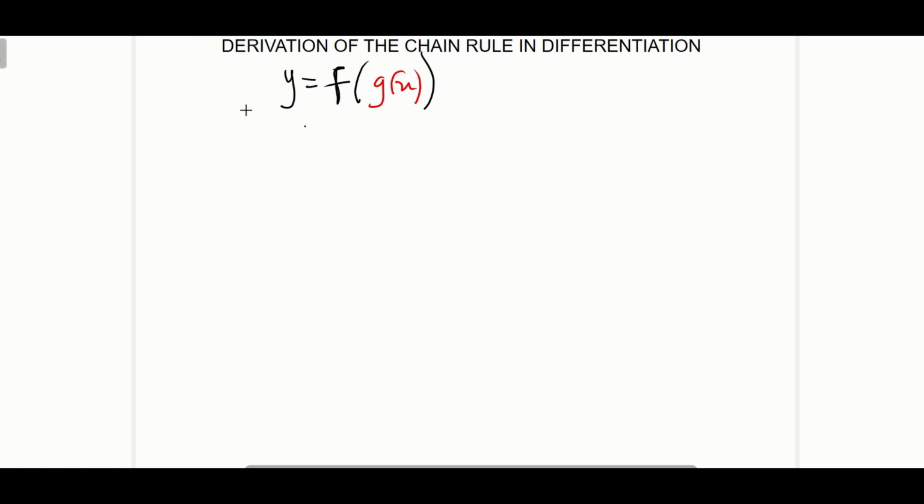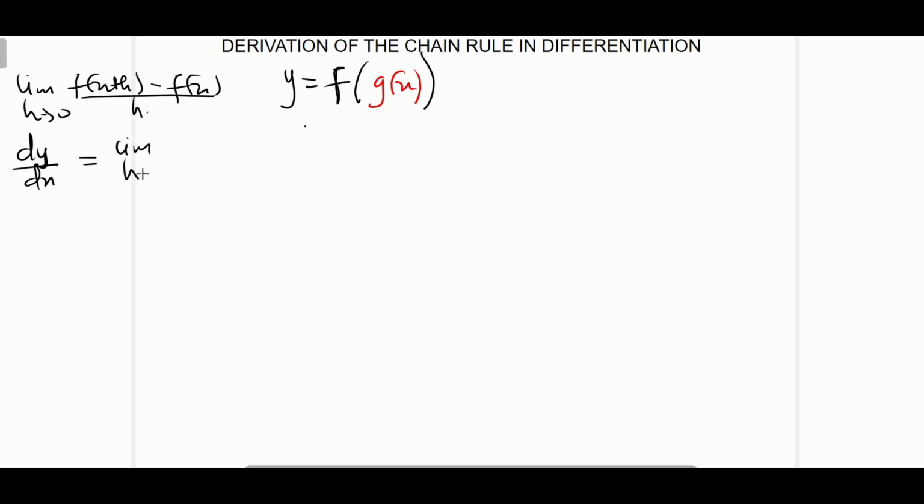While we still recall from the first principle, we realize that we first have the limit as h approaching 0 of the function at x plus h minus the function at x, all over h. So in this, we are now going to use this to find the derivative of a function of this form, which is now going to give us dy/dx. What is it going to give me?